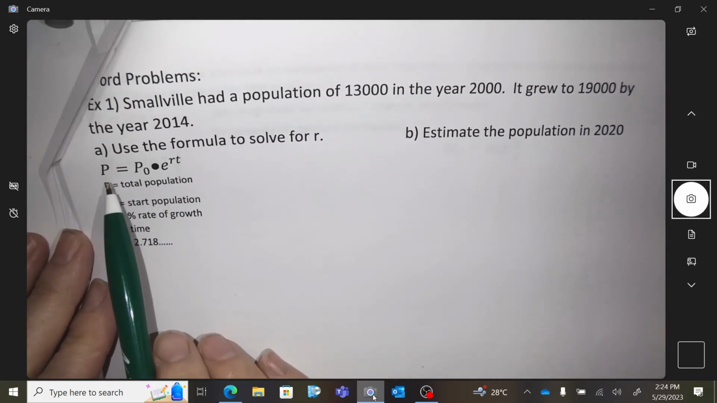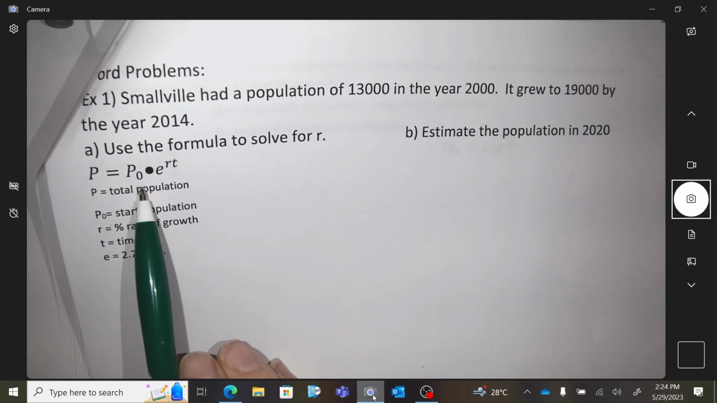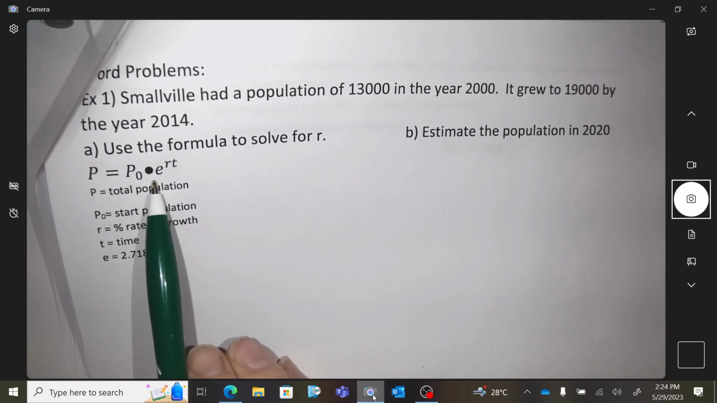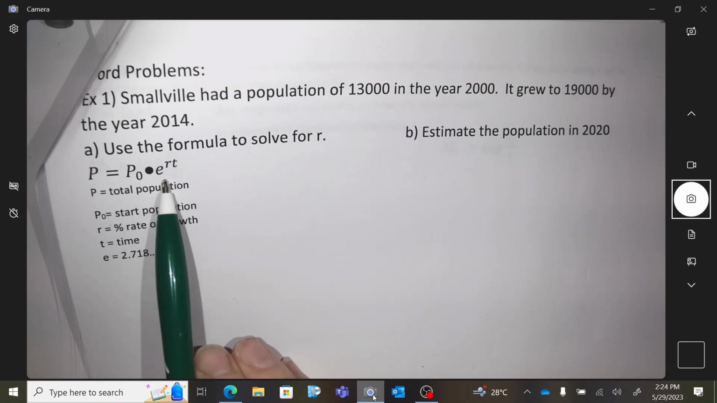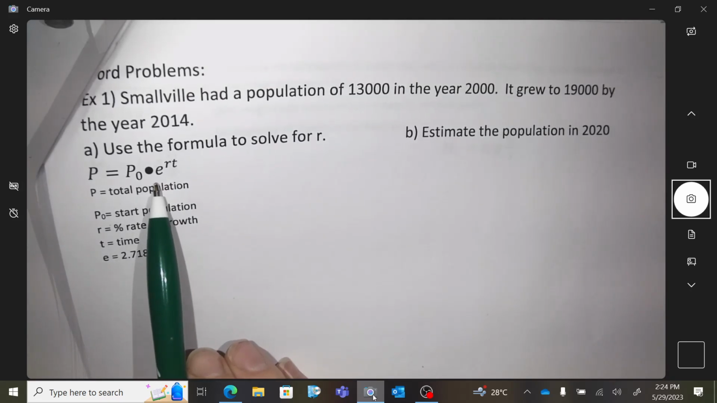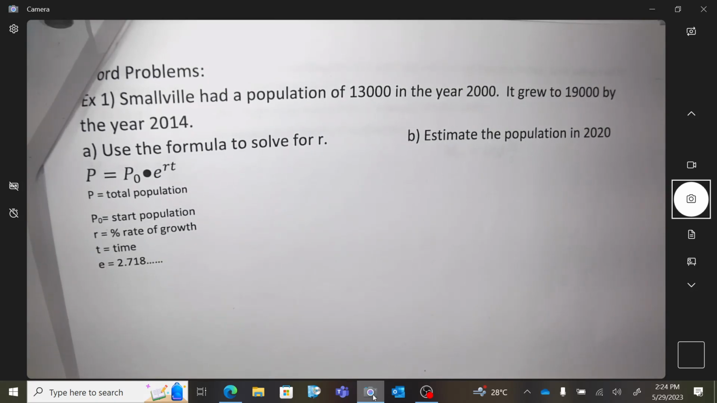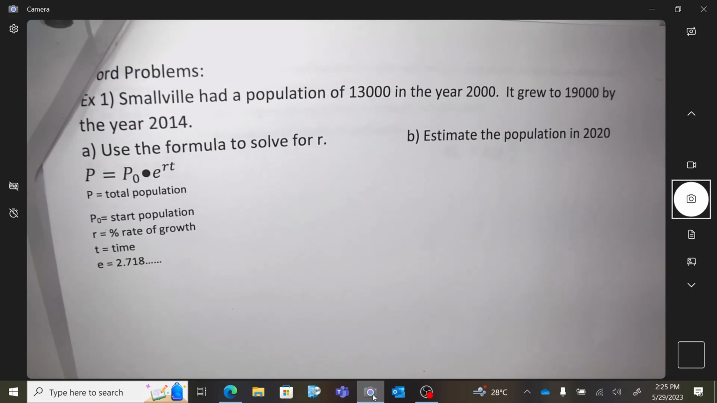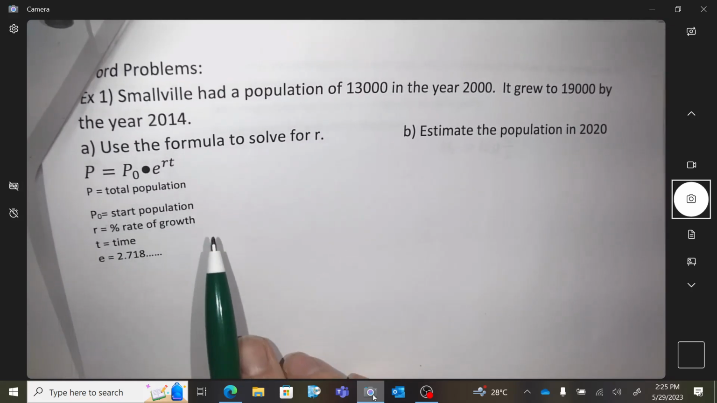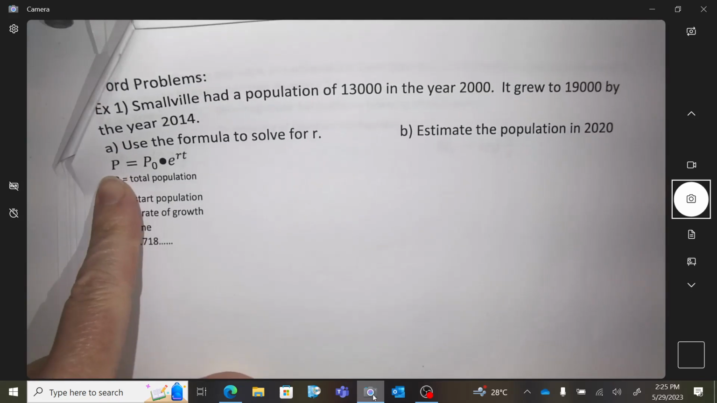So P is the total population, P0 is the initial population, times E, which is the button in your calculator. Do you remember the number-ish that it was? 2.7-ish? 2.718, yeah. And R is the growth rate, and T is the time. Okay, so here we go.